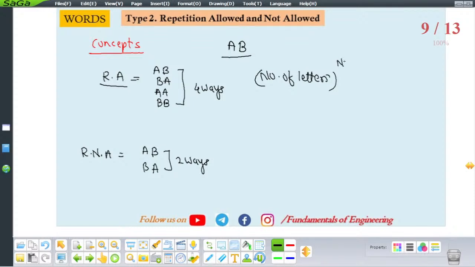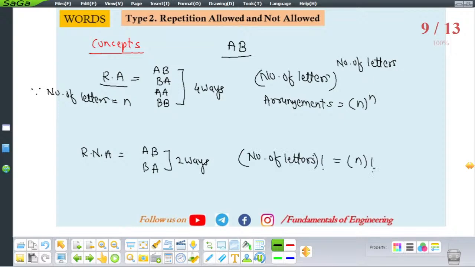And if letters are repeated, as we saw in the last example where R is repeated, we have to take that factor. We will see it based on the example. Now when repetition of letters is not allowed, we count the number of letters and take the factorial. That means if n is the number of letters, we take n factorial.